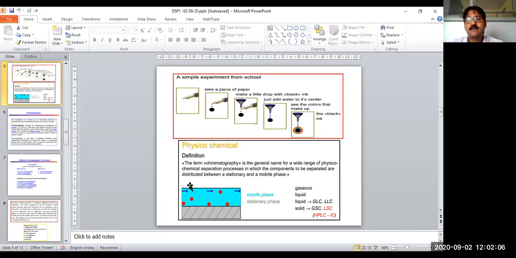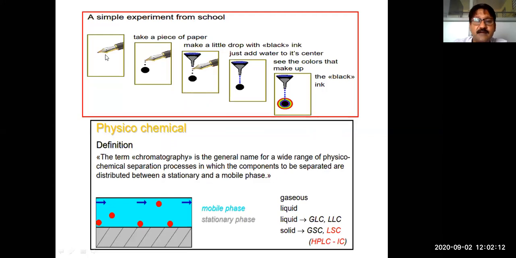Look at this simple experiment, you can try it at home. Make one point, put some water, and the water will start to travel from that place, and then you can see red, blue and yellow. The black dye is made up of different colors, so they can be seen. The stationary phase is paper and the mobile phase is water, the solvent which will be carried. So you can easily see which one has more affinity towards the mobile phase and which has more affinity towards the stationary phase.